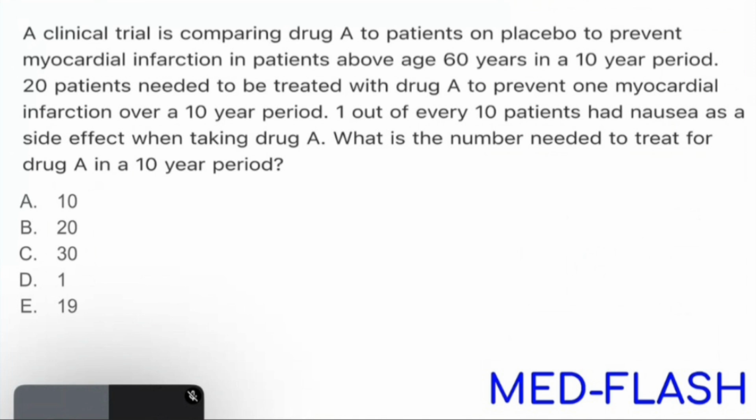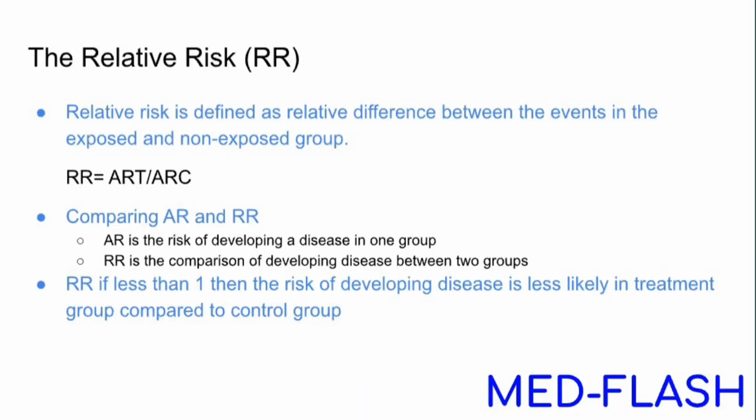So they're just giving away the answer. They have written 20 patients needed to be treated with drug A to prevent one myocardial infarction. So the answer is 20. A lot of questions come on relative risk as well as attributable risk in PLAB, so you need to be thorough with the differentiation between both the terms.